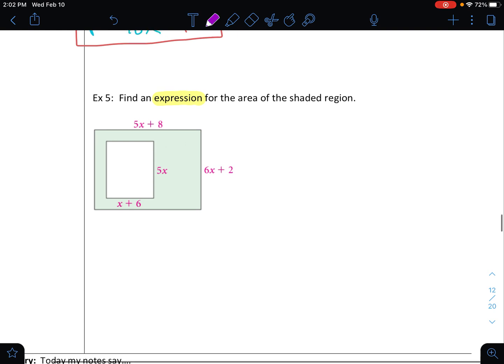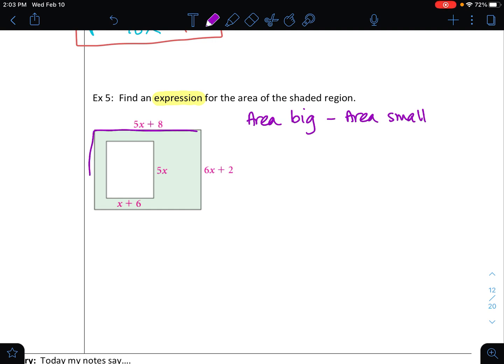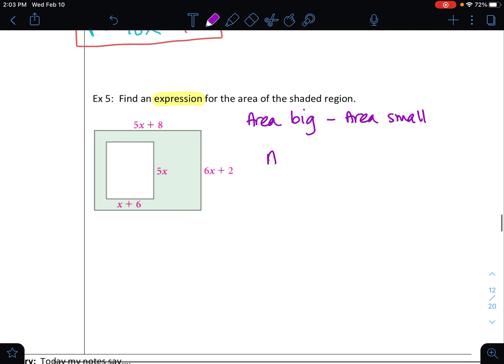So I could kind of think about this. I could say, well, I'm going to do the area of the big shape, and I'm going to take away the area of the small shape. So I'm going to pretend like the white shape is there. I'm going to do the area of the whole thing. And then when I subtract this area, I'm going to be able to cut that out of the middle. Okay? I'm going to do this in 2 stages. So let's calculate the area of the big shape.